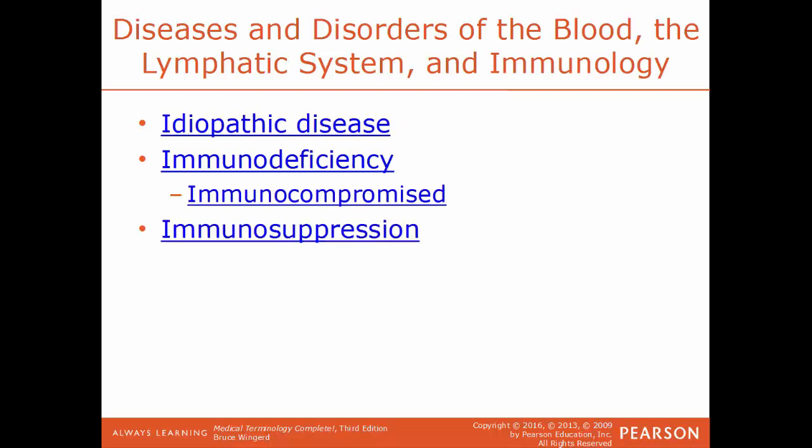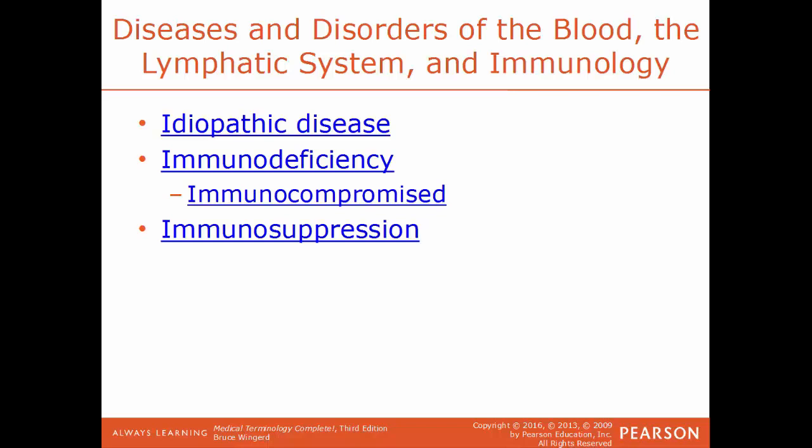Idiopathic disease. This is any disease that has unknown cause. You can't say it's viral or bacterial or fungal, or you can't pinpoint one particular causative agent. So when you don't know what causes it, you just classify it as idiopathic. Immunodeficiency, also known as immunocompromised, this is where your immune system becomes weakened. When your immune system is compromised or weakened, it can't function as properly as it should, which means you will get sicker faster and for longer periods of time.